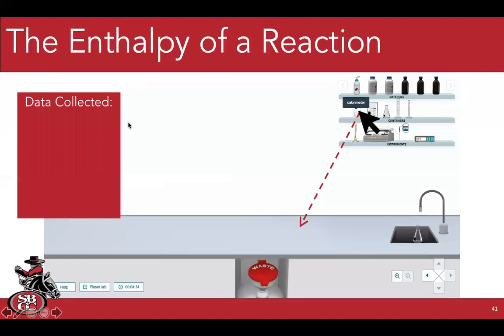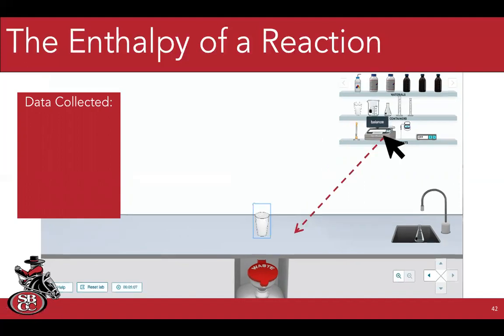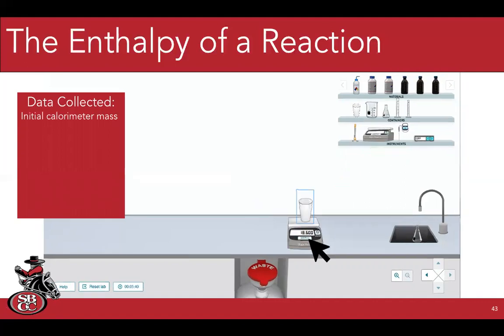So I'm going to show you what data is being collected, and it's going to be collected over here. And then after I show you collecting it, I'll show you where to put it in. But so we'll need a calorimeter. We're going to need one for the rest of the night. We're going to get a mass, an initial mass of our calorimeter.